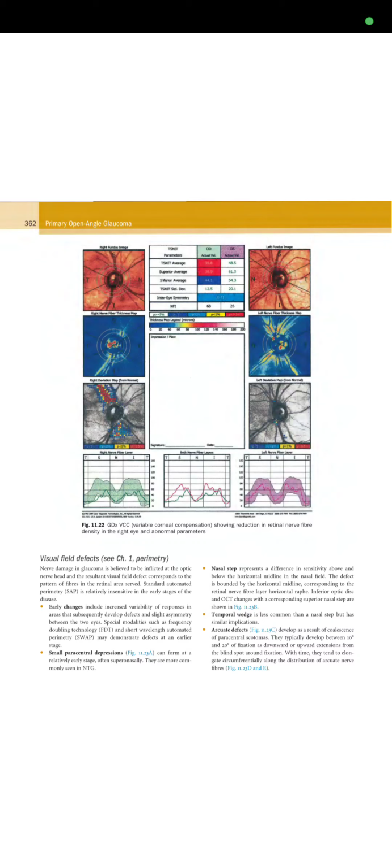Kanski lecture series, and this is going to be chapter 11, glaucoma part 5. In this part we are going to study the visual field defects and the treatment of primary angle closure or open angle glaucoma.